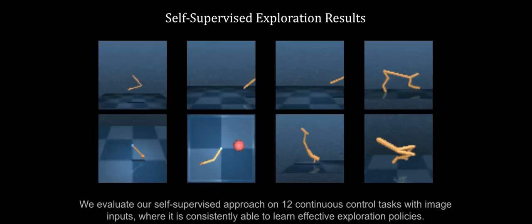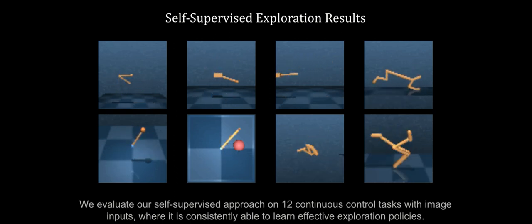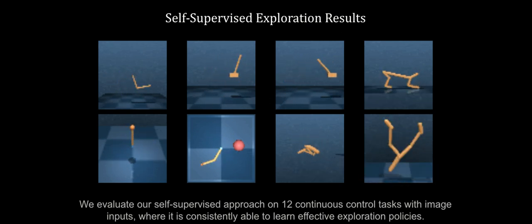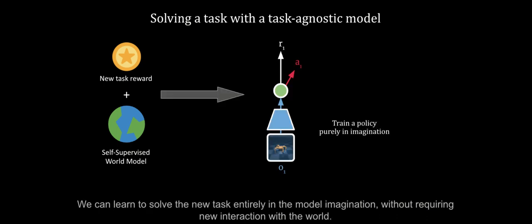We evaluate our self-supervised approach on 12 continuous control tasks with the image inputs, where it is consistently able to learn effective exploration policies. Can we now use our self-supervised agent to solve a new task? In this scenario, we are given a new task that is specified by a reward function. We can learn to solve the new task entirely in the model imagination, without requiring new interaction with the world.